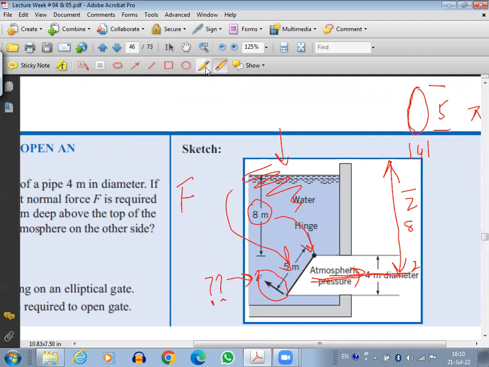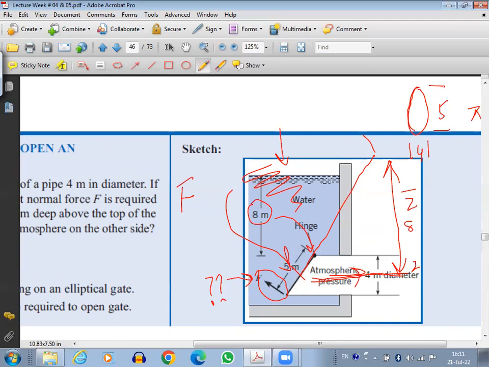If I say this is the center, then from this to this will be my y bar, and from here till here, this will be my y bar, the slanted height. Now this thing is very clear. This thing will be how much? 2.5. What about this distance?